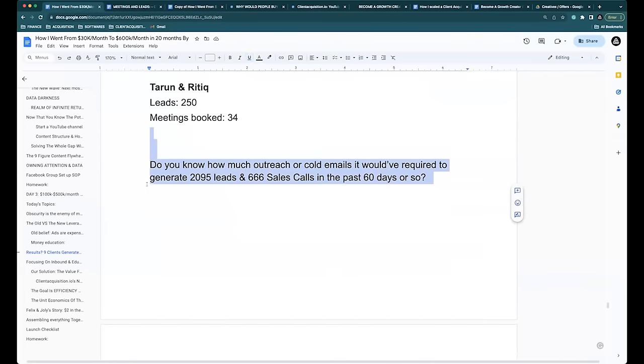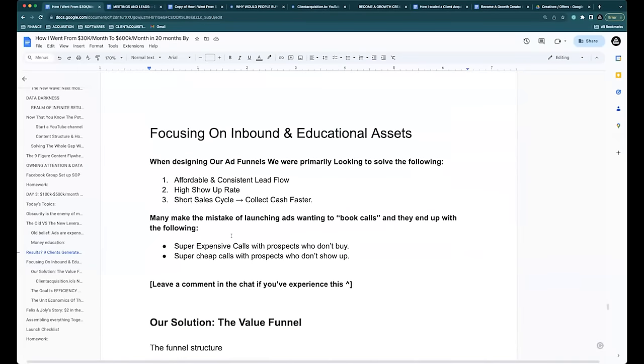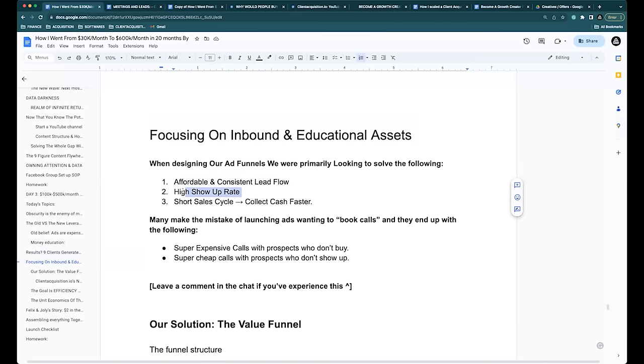So that's why, you know, just get on ads. You can even stop this and just go run some ads right now. But now, we started focusing on inbound and educational assets, right? When designing our ad funnels, we were primarily looking to solve the following: affordable and consistent lead flow. That's one. The next thing was high show up rate. That's two. The third thing was short sales cycle and collect cash faster.